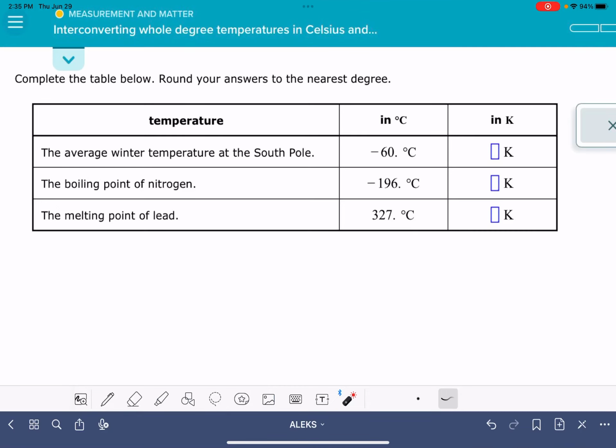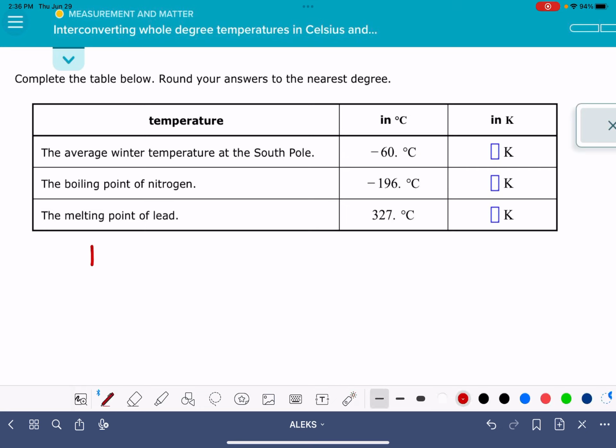In this video, I'll show you how to solve the ALEKS problem called Interconverting Whole Degree Temperatures in Celsius and Kelvins. In this problem, you're going to be given 3 temperature measurements, either in Celsius or Kelvin, and you're just asked to convert them into the other unit. In this problem, I have all my temperatures in Celsius, and I need to convert them into Kelvin. I am going to show you what to do if you're provided with the temperatures in Kelvin and asked to go in the other direction.